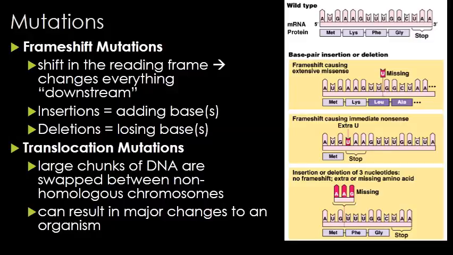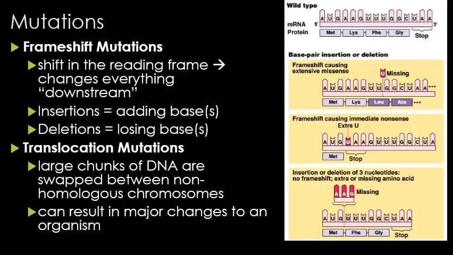The deletion or addition of a nucleotide causes all subsequent codons, all downstream codons, to be misread, so they're likely to have very disastrous effects on the protein's function. That's called a frameshift mutation because it shifts the reading frame, or which codons are which. Insertions, of course, add bases, and deletions lose bases.